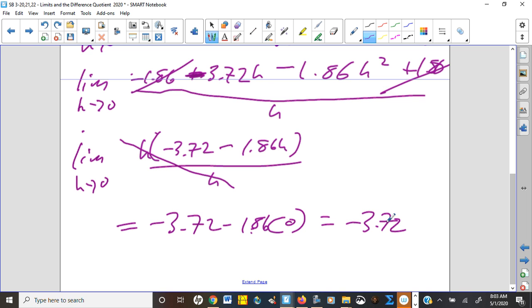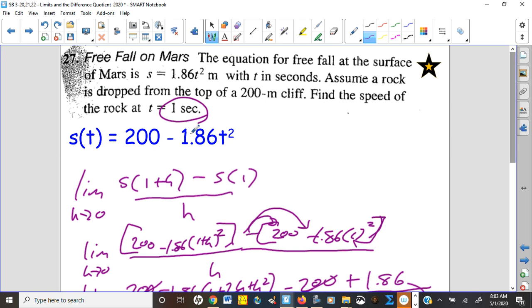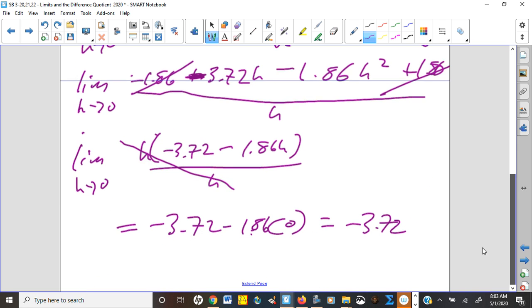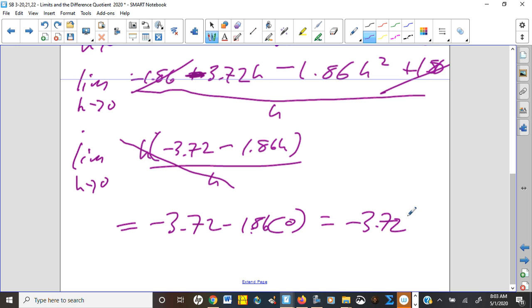Now, what does that mean? Well, remember, we're trying to find the exact speed using the position equation at 1 second. How fast is it falling at 1 second in meters per second? So this would be in meters per second. This would be the velocity, with the negative sign indicating that it's falling, and the speed, like the question says, the speed is always the absolute value of the velocity. So that would be positive.